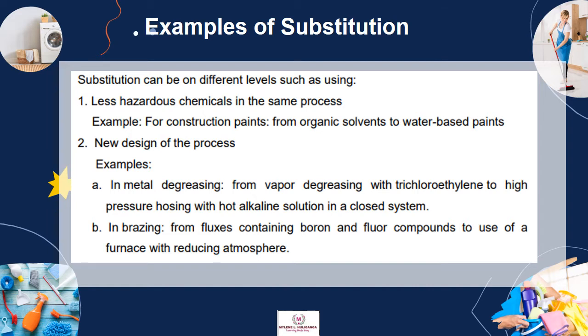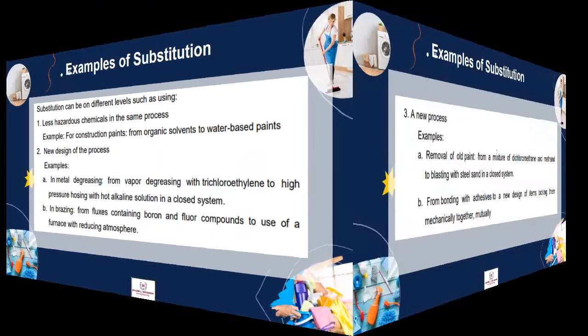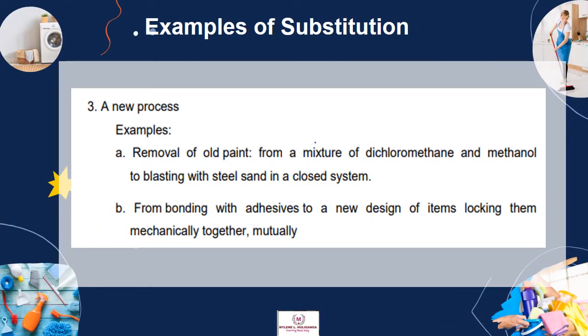B. In brazing, from fluxes containing boron and fluor compounds to use of a furnace with a reducing atmosphere. Number 3, a new process. Example, removal of old paint from a mixture of dichloromethane and methanol to blasting with steel sand in a closed system. B. From bonding with adhesives to a new design of items locking them mechanically together or mutually.